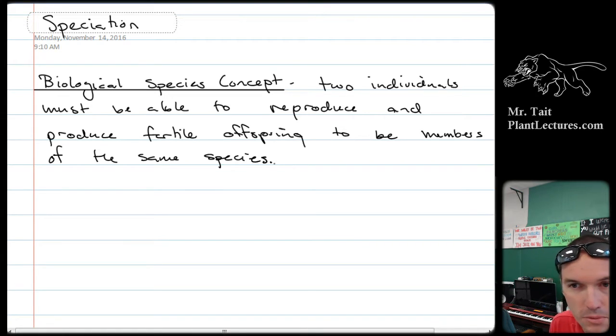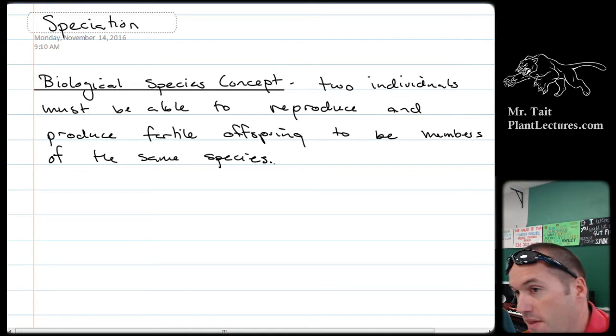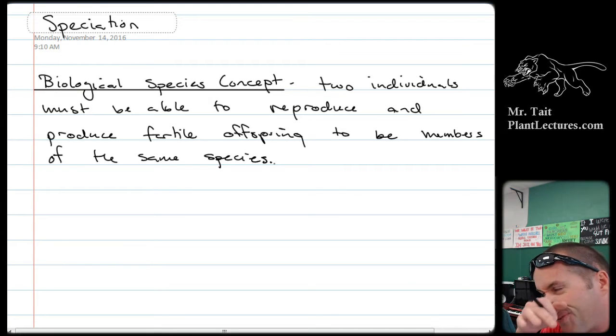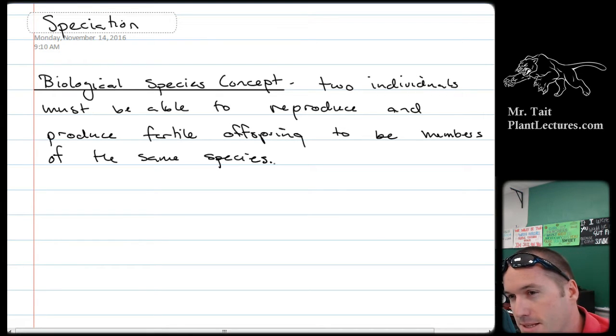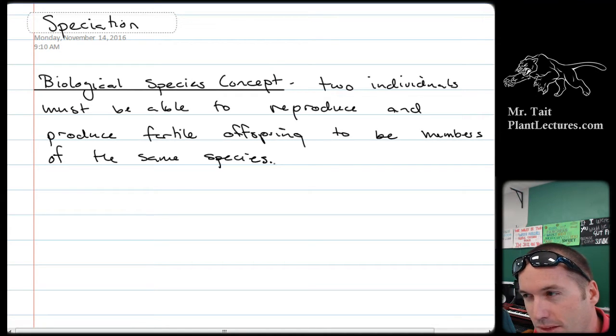What if we landed on the island on a helicopter, took a couple of those squirrels, and then let them loose in California? Would they reproduce then? Maybe. Who knows? But what if they did? What if they reproduced and they were able to produce fertile offspring? Are they members of the same species? Then we have weird things happening.